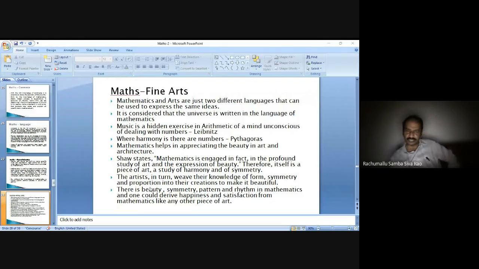So it shows that there exists a connection between mathematics and fine arts. There is beauty, symmetry, pattern, and rhythm in mathematics, and one could derive happiness and satisfaction from mathematics like any other piece of art. This shows the strong correlation between mathematics and fine arts.